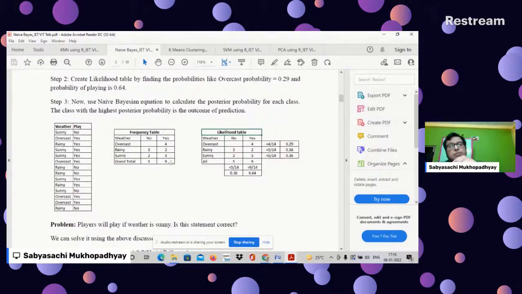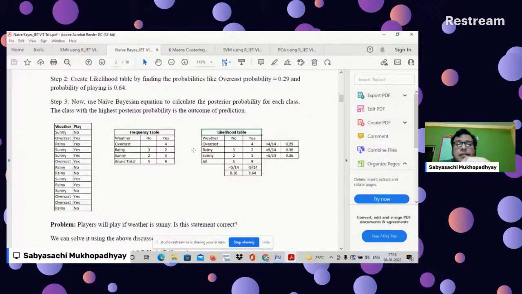So if you calculate the total, how many times is yes? 3 plus 2 plus 4, 9. And how many times is no? 3 plus 2, 5. So the grand total is 14 cases: 9 yes cases, possibility of play, and 5 no cases. Now if you check the likelihood table, with overcast, rainy, sunny, and yes and no, the probability of non-play is 5 by 14, that is 0.36, and the probability of play is 9 by 14, that is 0.64.